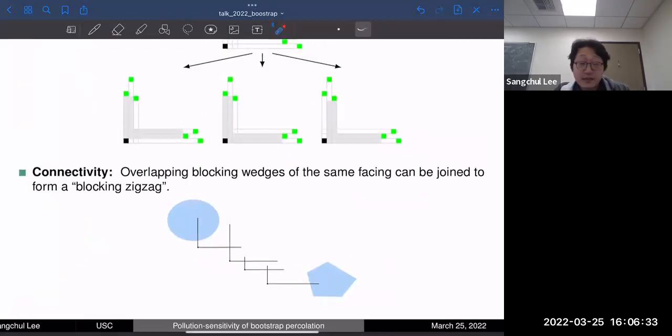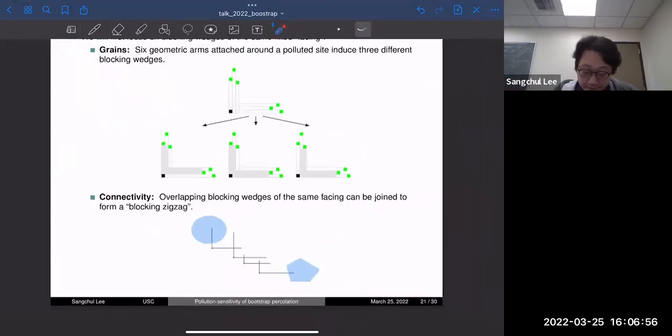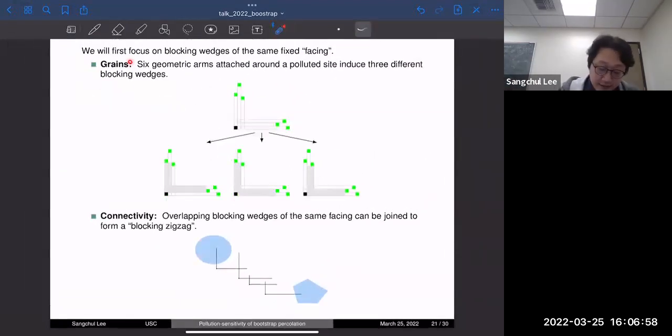And then connectivity of blocking wedges can be defined in a fairly straightforward manner. In other words, the overlapping blocking wedges of the same face can be joined together. And then together they can prevent the growth of the occupied cluster from a certain direction, at least up to a certain point. Okay, so that's the percolation model we're going to consider in the polluted bootstrap percolation site.